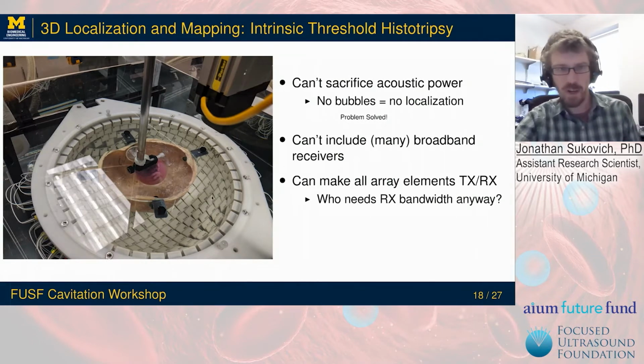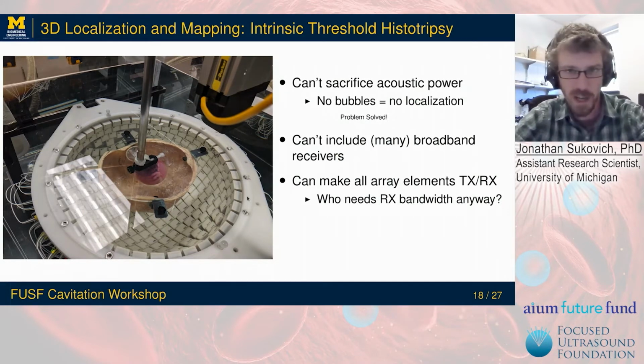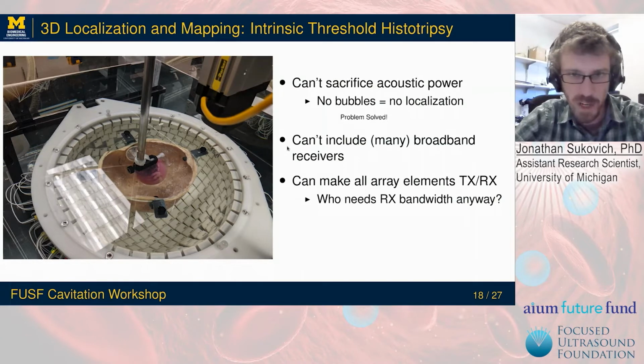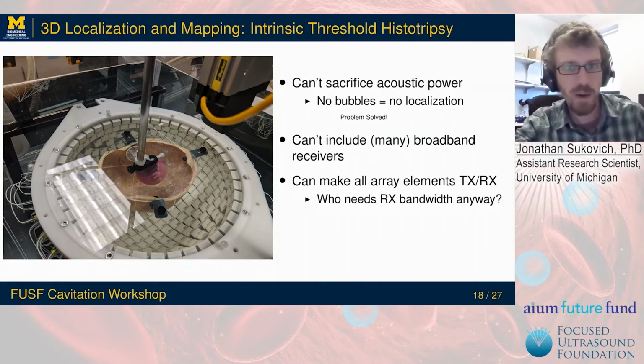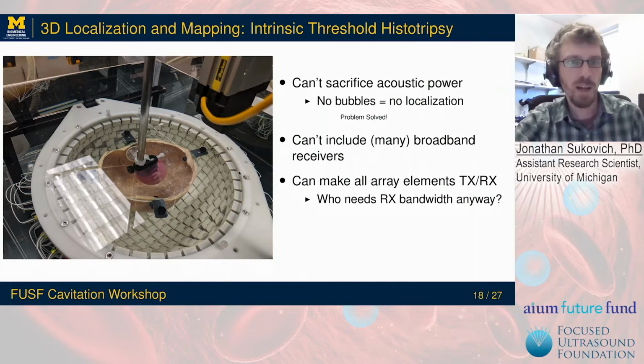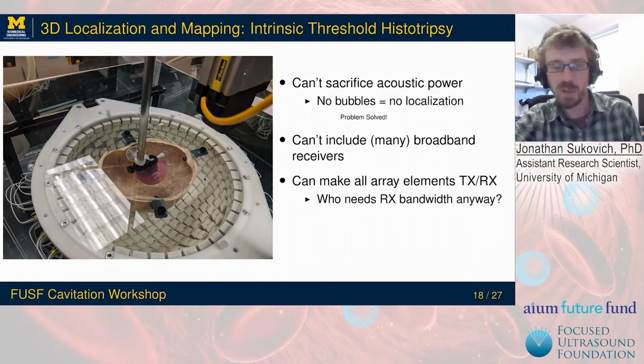So this is one of the arrays that we use for transcranial applications. The reason for that is because if we don't hit the threshold for nucleation, we don't get bubbles, and so there's nothing to localize. But since we can't do that, one thing that we can do is make all these array elements transmit and receive capable. So we can record the acoustic emissions from the bubbles using just these array elements.